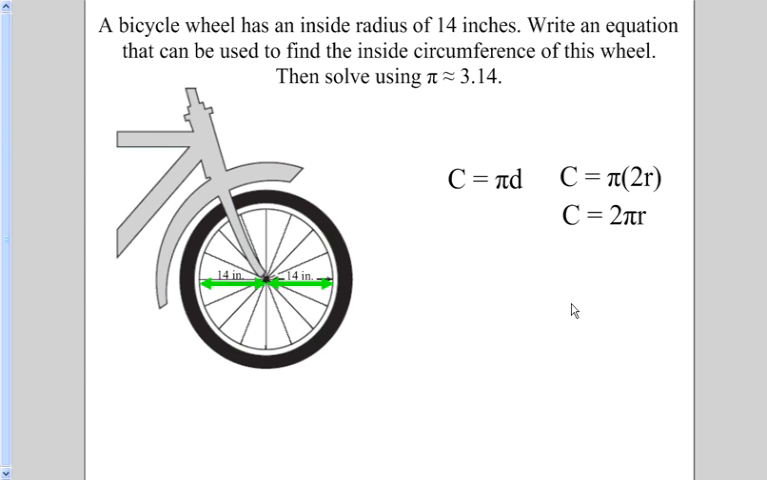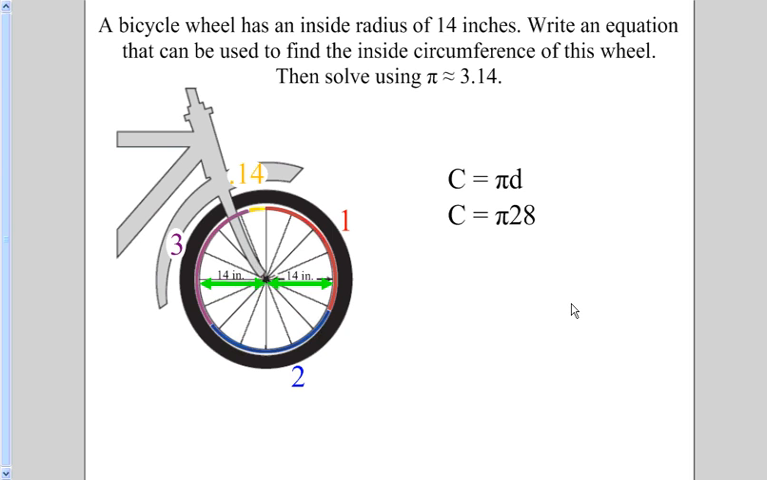And how many diameters are there around the outside edge of a circle? A little more than 3. 1, 2, 3, and a bit, about 14/100. So C, the circumference, is pi times here 28.